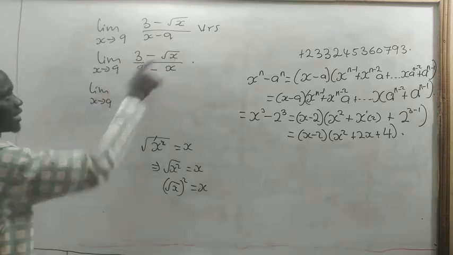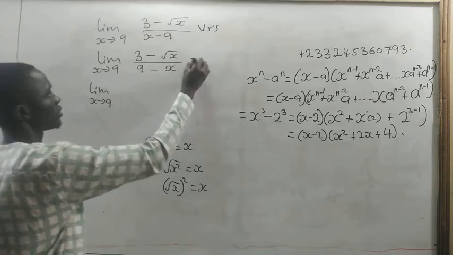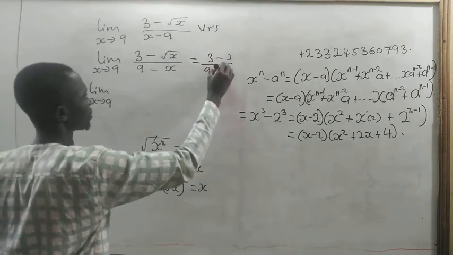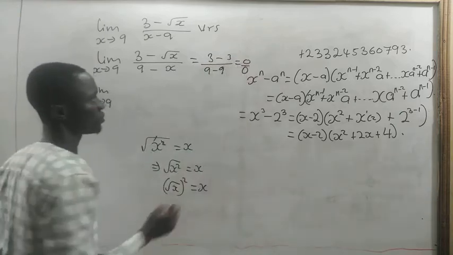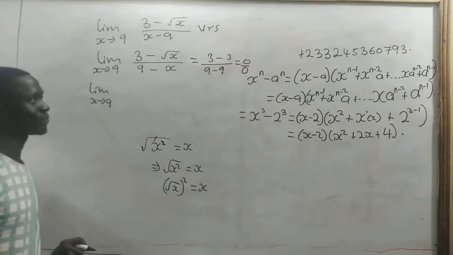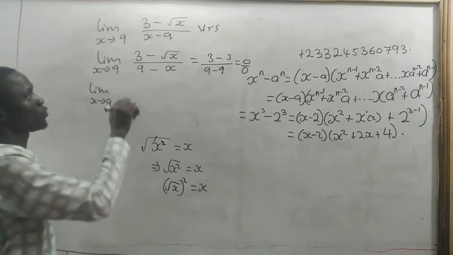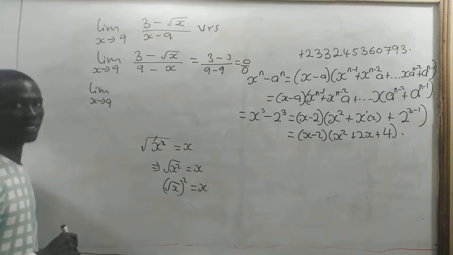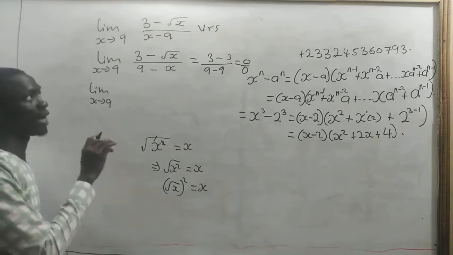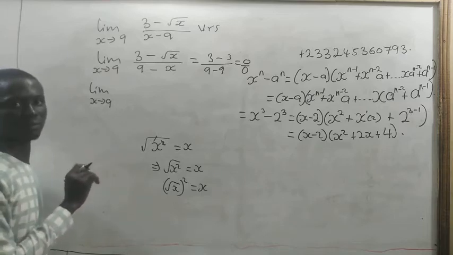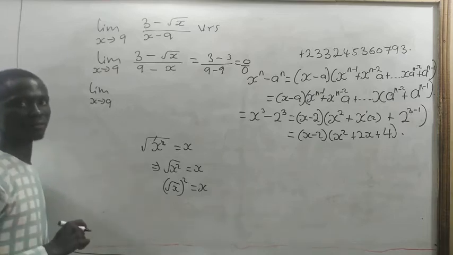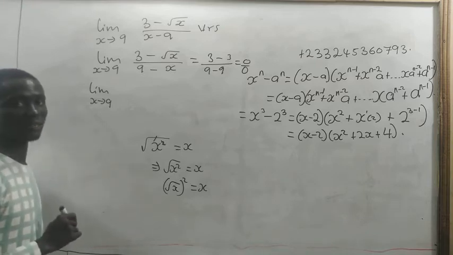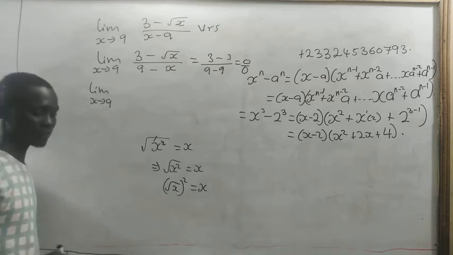Now let's put in 9, direct substitution, and see what we are going to get. You have 3 minus root 9 is 3, divided by 9 minus 9, which is 0 divided by 0. That is indeterminate. So here, upon direct substitution, we are getting 0 over 0. So what does it imply? It implies that we are going to have a common factor. And what is that common factor? Let's figure that common factor out.